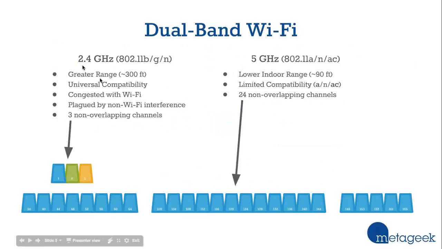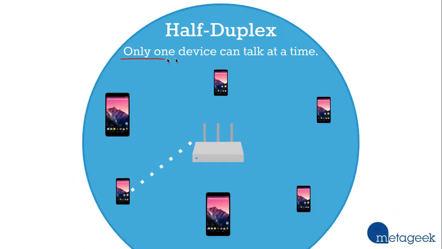Because when we have multiple devices on the same channel at a time, only one device can talk on a channel at once. For example, if we've got a channel here, we've got an access point, a bunch of client devices that are all on the same channel, if we've got an Android phone that is currently transmitting something to the access point, all the other devices on the channel have to be quiet and wait for their turn to talk. Only one device can talk on a channel at a time.